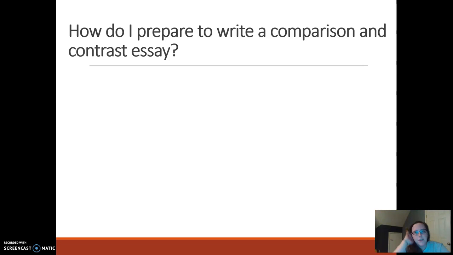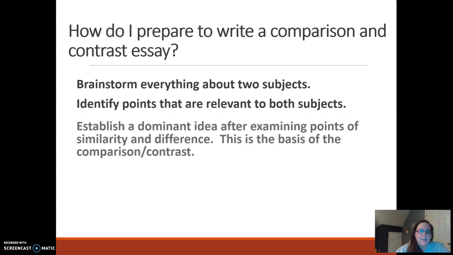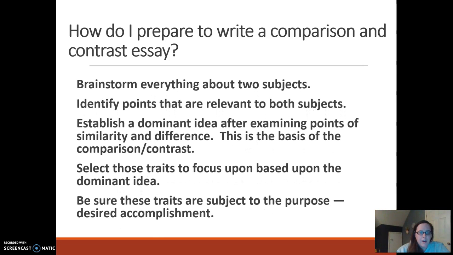Alright, so preparing to write a compare and contrast really is, I think, best done using a synthesis matrix. First you come up with all your ideas, figure out what you want to say about two subjects, or more. You don't have to just compare two things.